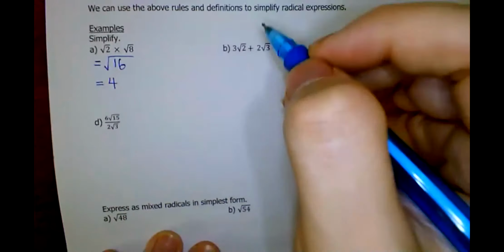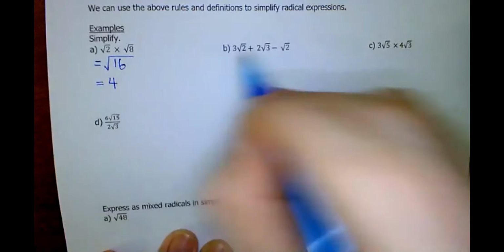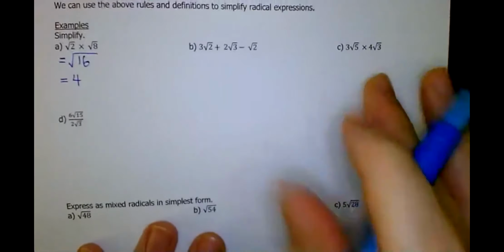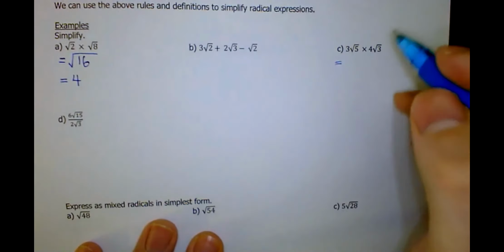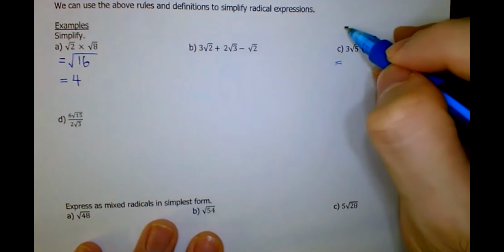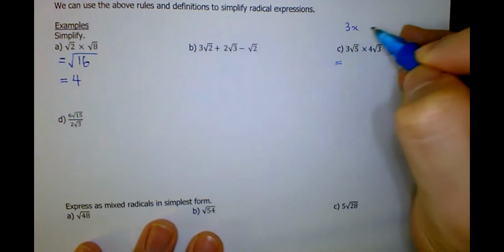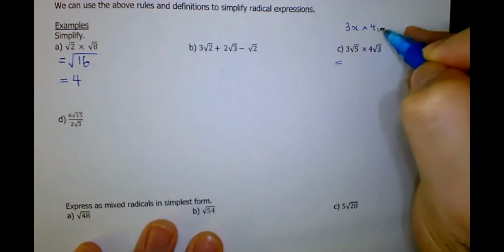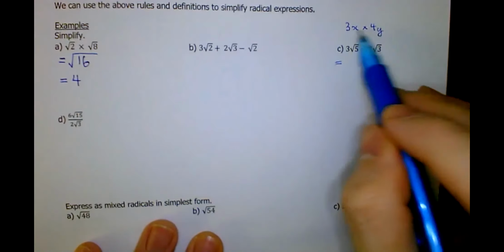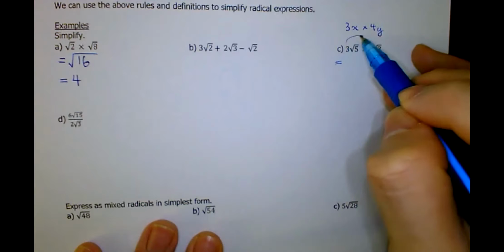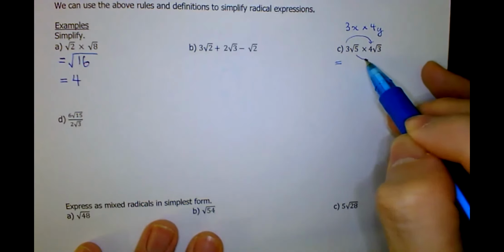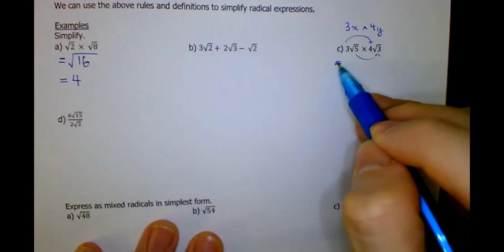Okay, let's try the next one. How about we skip the b because that's addition. Let's do some more multiplication. This time I have some coefficients. But as if I am doing 3x times 4y, you don't have to worry about the radicals, just follow the same rules. When it comes to the coefficients, you group them together as well.